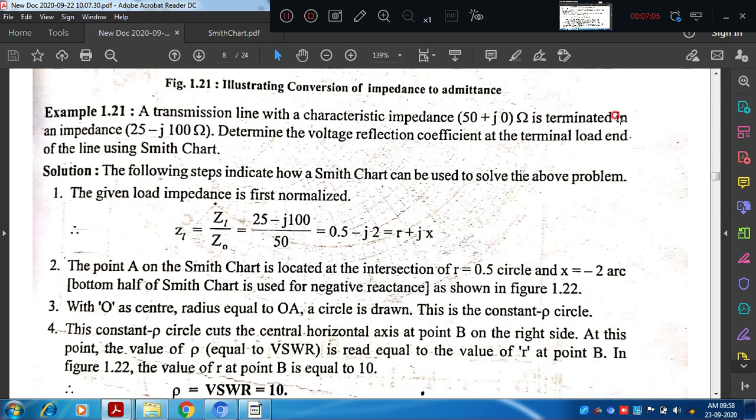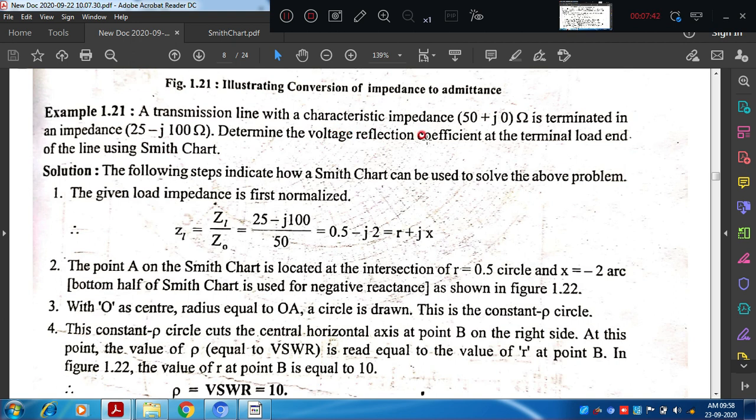What is this terminated in an impedance? 25 minus J100 ohm. Terminated means it is a load impedance, that is ZL. ZL will be 25 minus J100 ohm. What they have asked? To determine the voltage reflection coefficient, that is gamma. Reflection coefficient means with a magnitude as well as angle you need to find, right? In the same numerical they may ask like a standing wave ratio also, that is VSWR, right? So in this numerical they have asked only reflection coefficient, right?